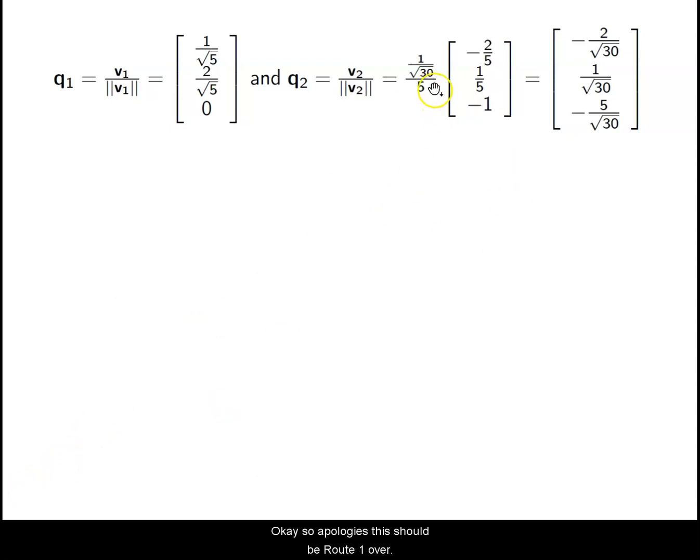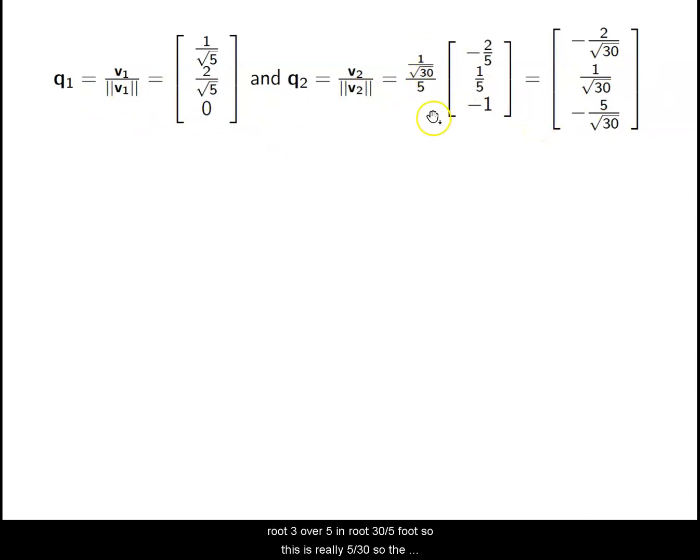Okay, so apologies. This should be 1 over root 30 over 5. I wrote it with 1 over root 30 as the numerator and 5 as the denominator, when really 1 is the numerator and root 30 over 5 is the denominator. So it's just the notation, so that this is correct. That's 1 over the length, right, times the value. So these two vectors are correct.